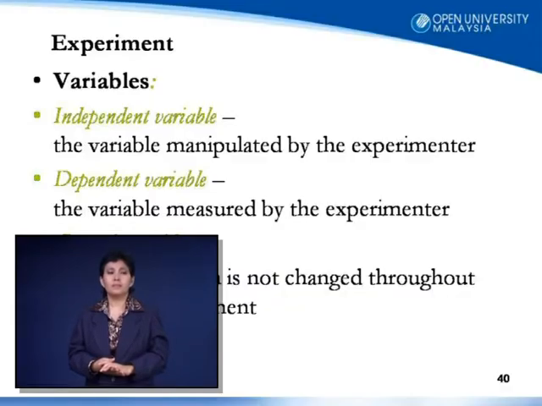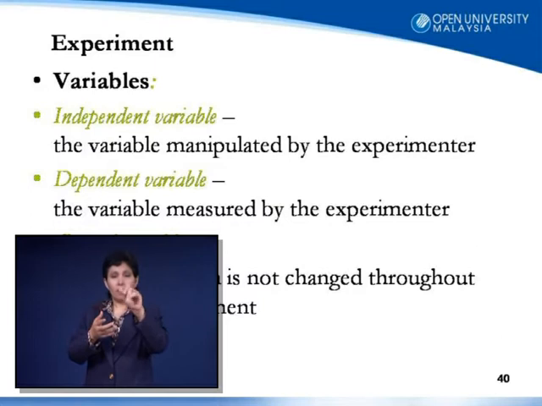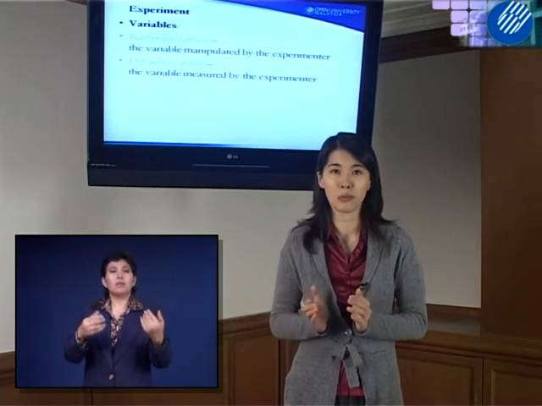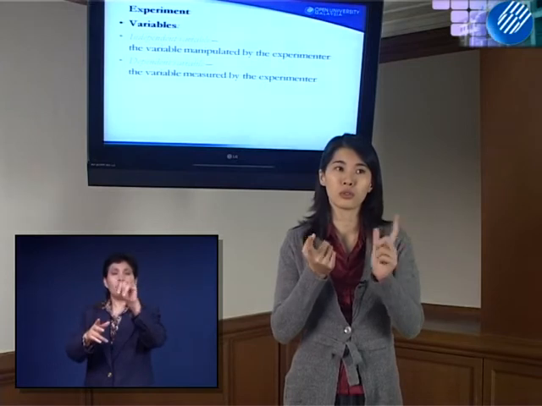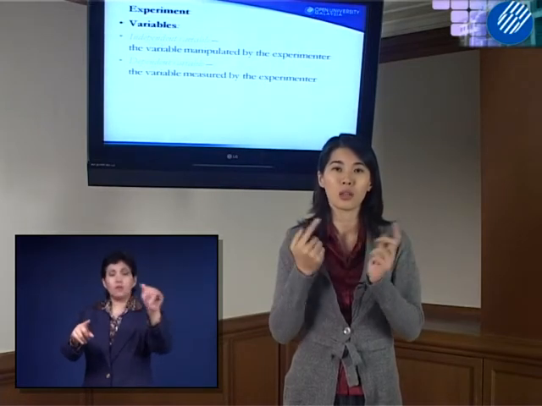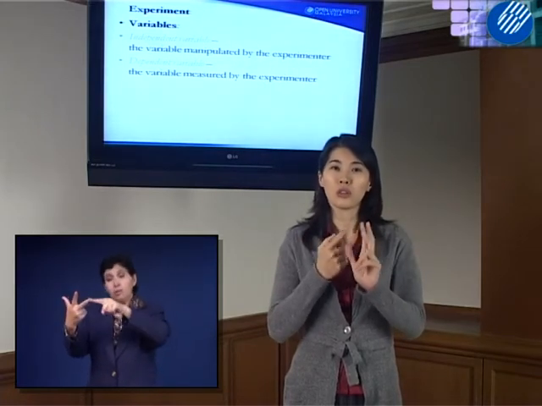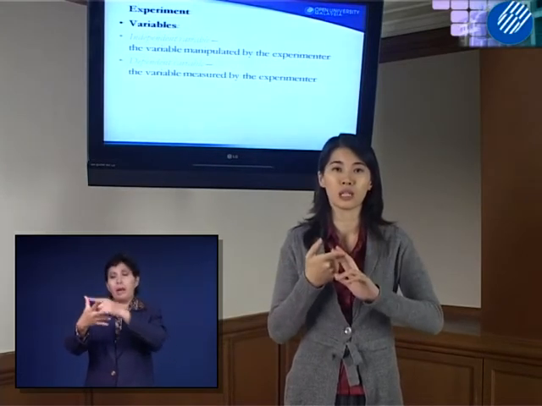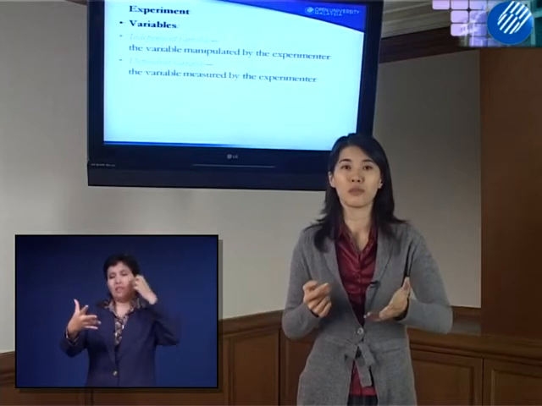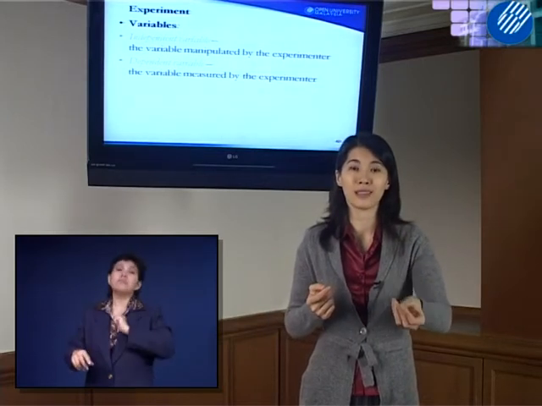Next one, dependent variable means the variable measured by the experimenter. You want to see the outcome. When you talk about dependent variable, you're talking about the outcome. You want to see whether the mood is happy or sad. That is your dependent variable. You can have two dependent variables, happy or sad, or three, happy, neutral, or sad, or five, happy, sad, angry. These variables, it's up to you to choose and decide.